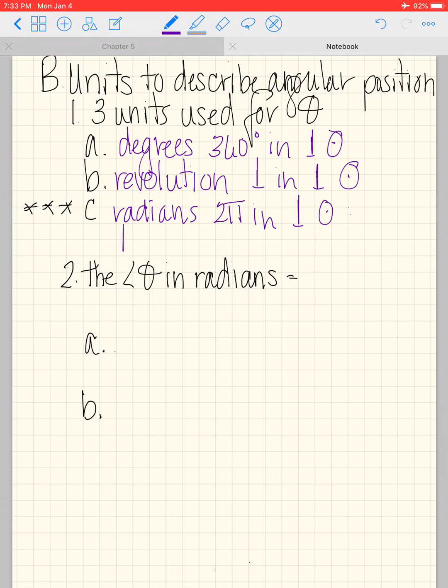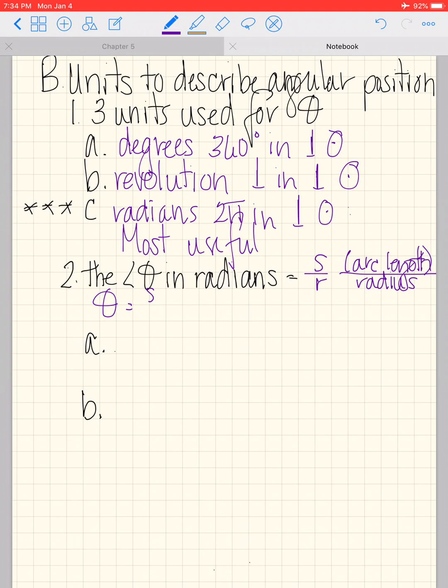This is the one that is most useful for us. It's going to be our go-to. Unless you're told to use a different measurement, you're going to want to use radians because almost everything requires radians. All right, the angle theta in units of radians is equal to, this is how you actually find it, S over R, where S is the arc length, which you already know from what we just did. How much of the circle have you traveled? All over R, which is, like it is with any circle, the radius. This formula is theta is equal to S over R.